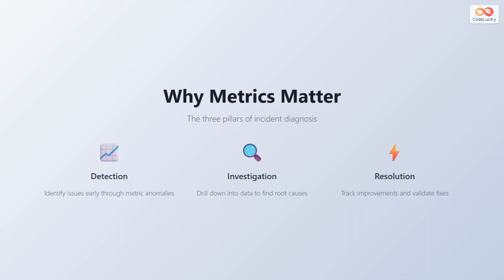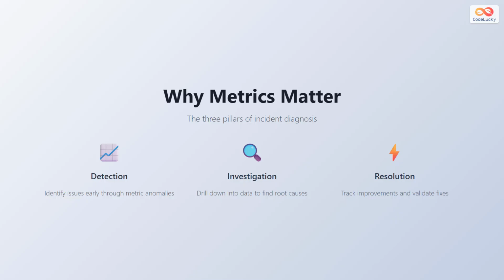Metrics matter because they give us visibility into what's happening in our systems. There are three main pillars to remember. First is detection. Metrics help us spot issues early, often before users even notice something is wrong. We can see anomalies in the data and trigger alerts automatically.